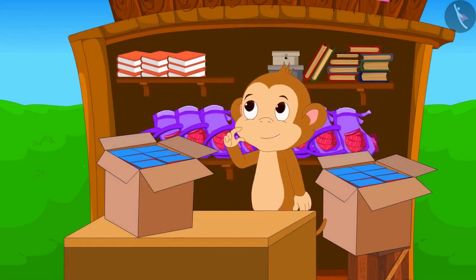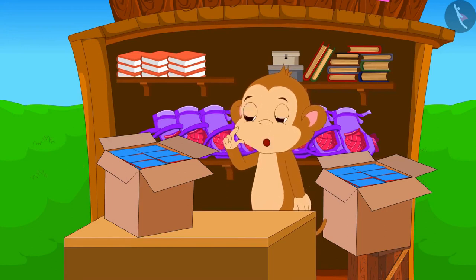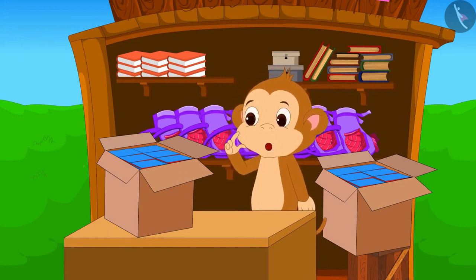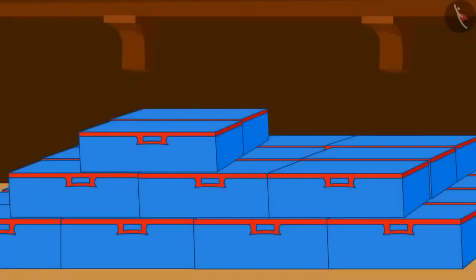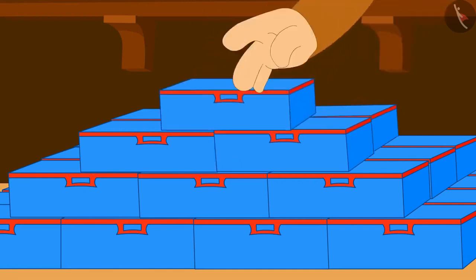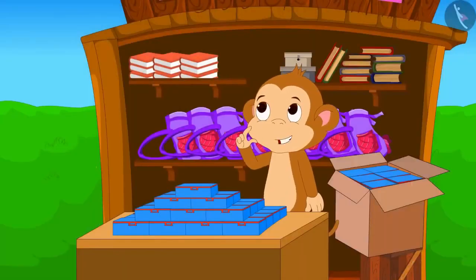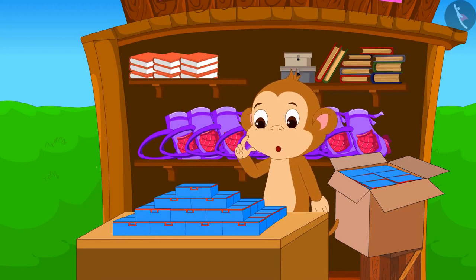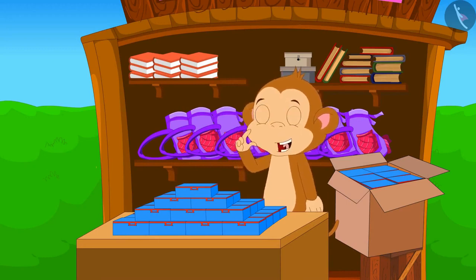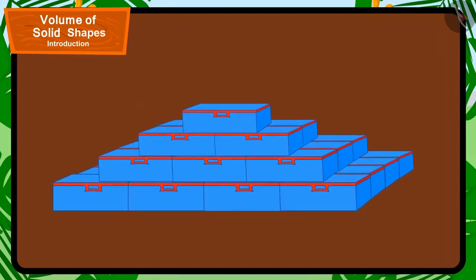If I make beautiful shapes using these compass boxes and keep them in my shop, then I will attract people and the sales will also increase. Thinking about that idea, Babban first made a shape like this by using those compass boxes. But what will be the total volume of all the compass boxes that come in this shape? Babban started thinking. Let's first figure out the number of compass boxes being used in this shape.